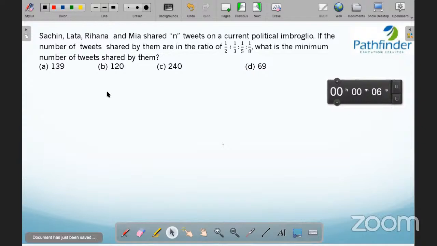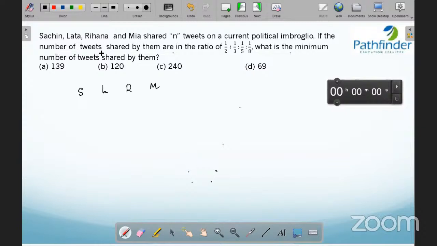Okay, some of you have said C. Okay, let's see this question. Sachin, Lata, Rihanna, and Mia shared N tweets on a current political imbroglio. Imbroglio is nothing but a troubled situation, a quagmire or a problem.